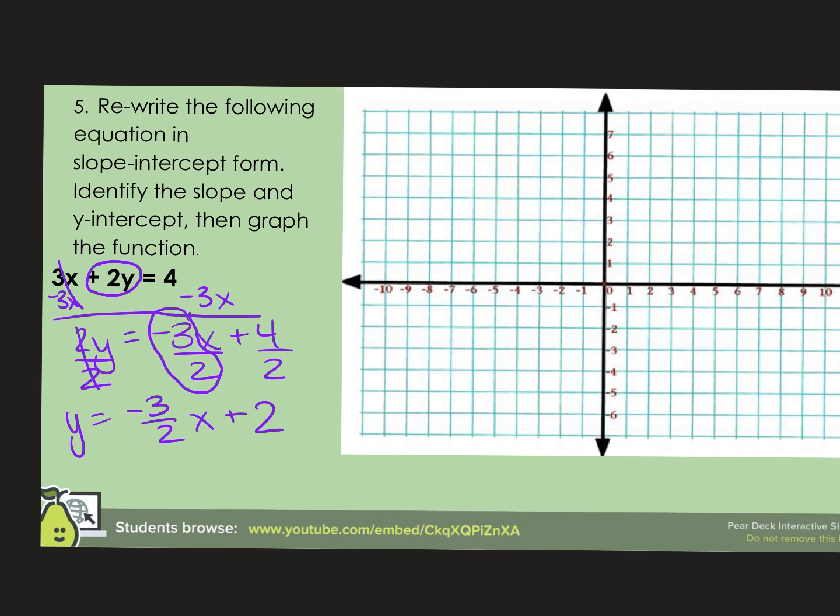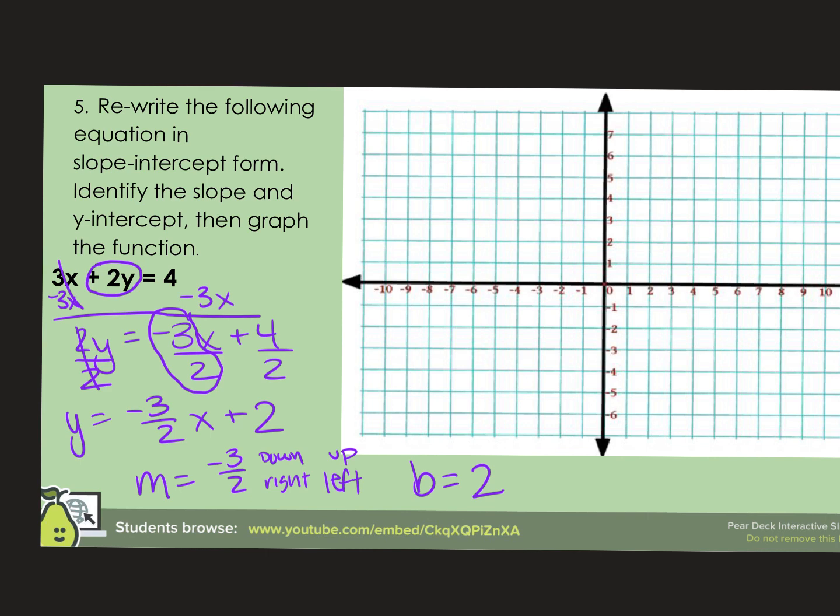Don't forget the next step. What is your slope? Negative 3 over 2. What does that mean? Well, I could go down and right, or I could go up and left. What is my y-intercept? It is positive 2. I'm on step 2 now, right? All of that was just me solving for y.